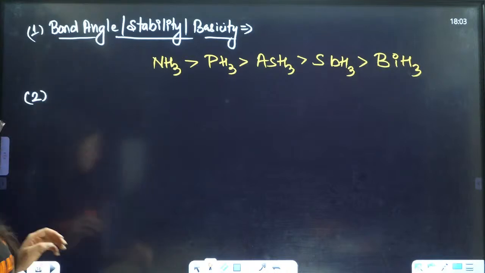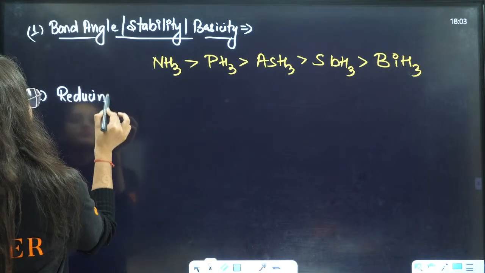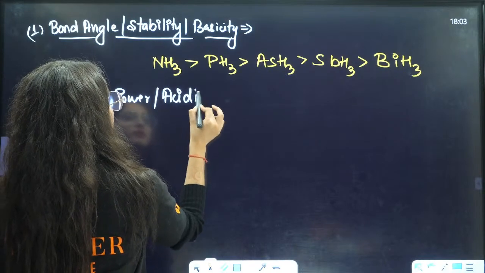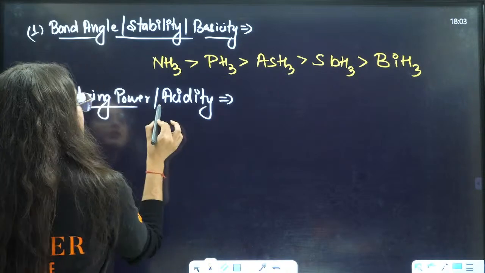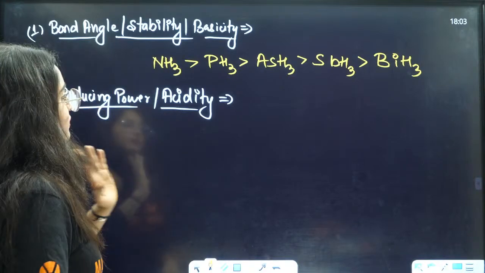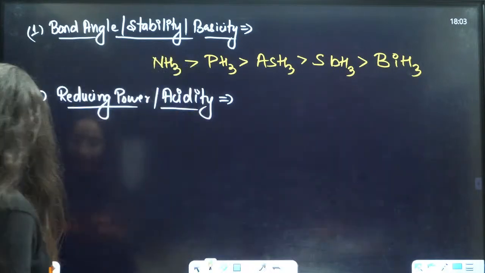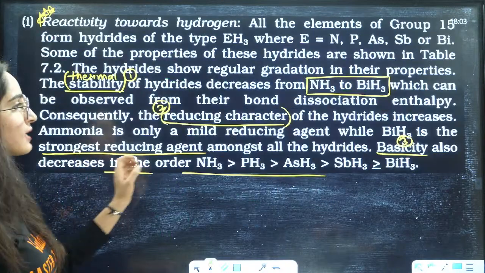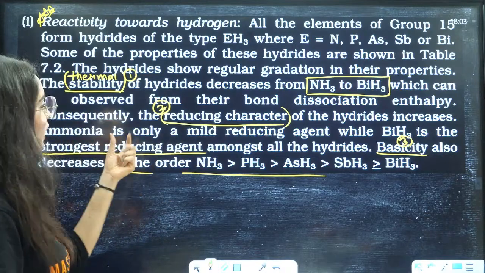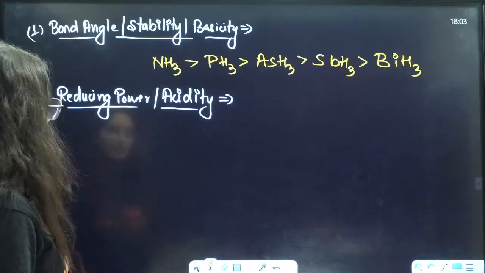Then you have the second point, that is reducing power to reduce someone, or acidity. Now, reducing power and acidity, right? So these are the same things only, right? So let's talk about what is the order here of reducing power and acidity, as they have written it here only. The reducing character of hydride increases. Ammonia is only a mild reducing agent, while bismuth is the strongest reducing agent. So that means it is increasing.